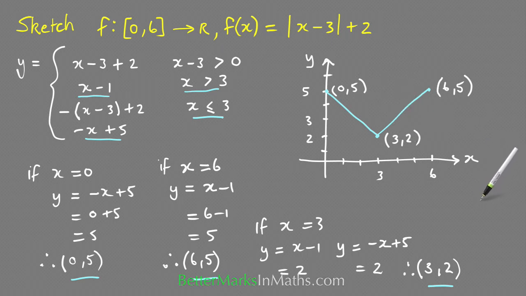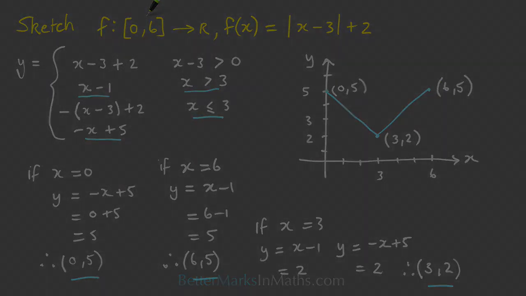That's a real easy way of doing this kind of graph when the domain is restricted like this, because you are finding the endpoints straight off and then you're finding this point where the two lines meet. So there is the graph of this function for this domain.